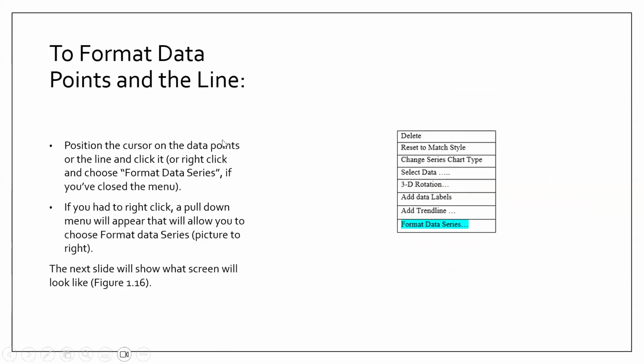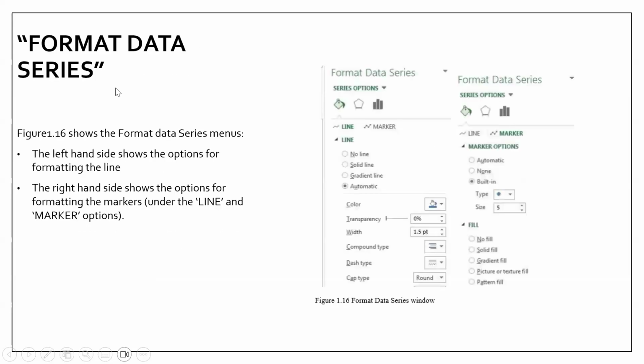To format data points in the line, position the cursor on the data points or the line and click it, and choose Format Data Series if you close the menu. If you have to right-click, a pull-down menu will appear that will allow you to choose the Format Data Series, as in the picture on the right. Format data, the left-hand side shows the options for formatting the line. The right-hand side shows the options for formatting the marker.